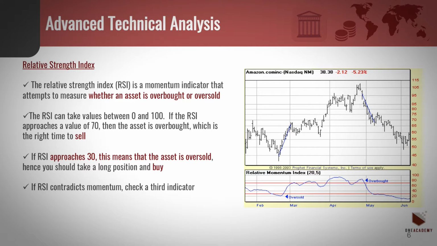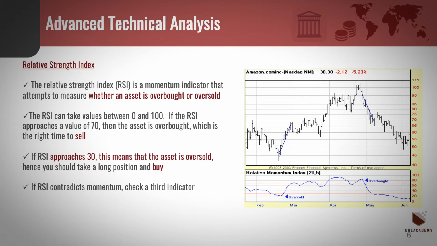Relative Strength Index. The Relative Strength Index, RSI, is a momentum indicator that attempts to measure whether an asset is overbought or oversold. It does that by comparing the magnitude of recent gains to the recent losses. The RSI can take values between 0 and 100.